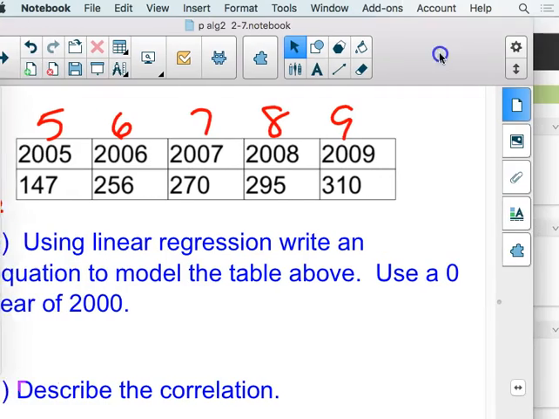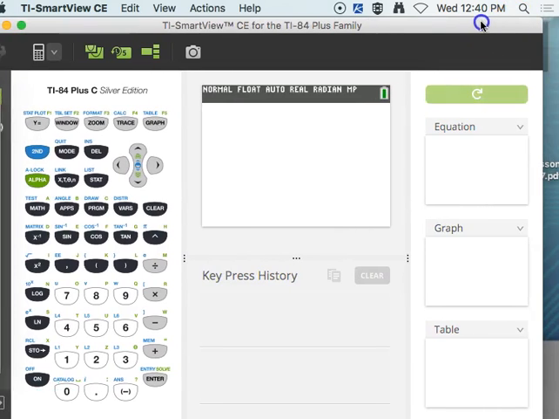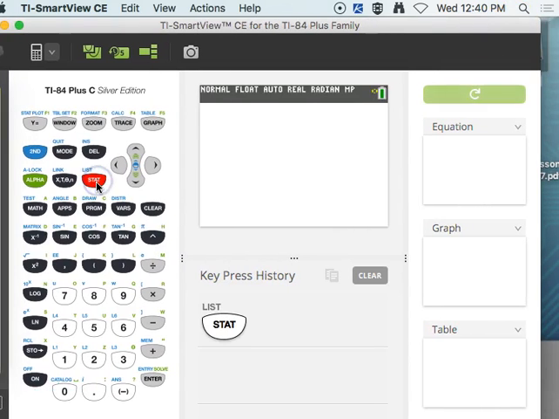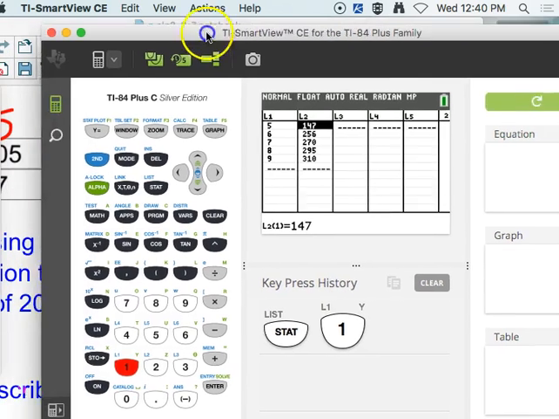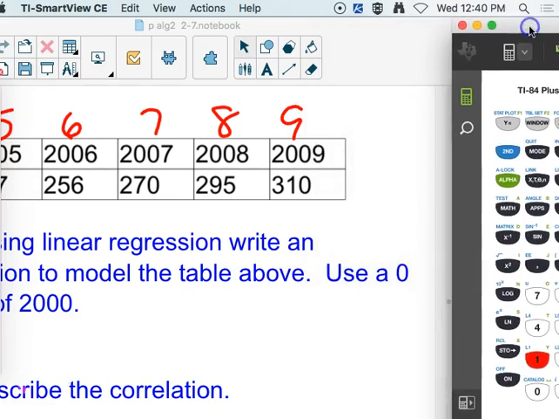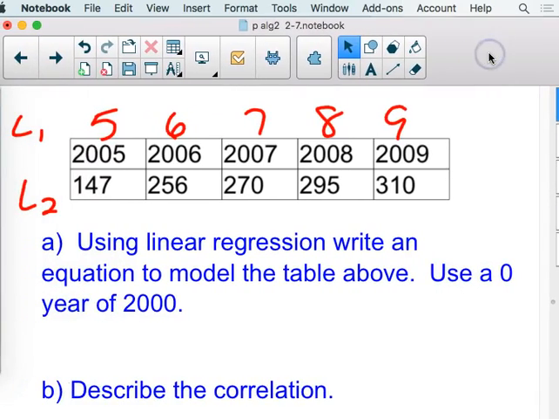Stat, edit. Okay, so stat, right there. Number 1, and yeah, I cheated because I had the other class before you guys, so I've got mine in already. Let me move this out of the way so you can see the numbers. Punch them in yourself. So list 1.